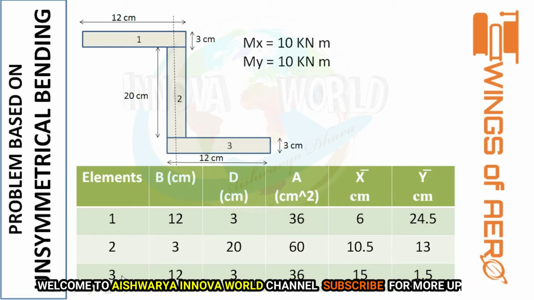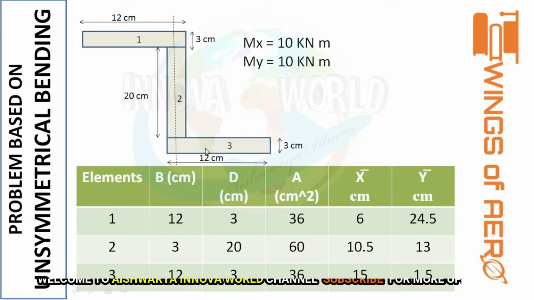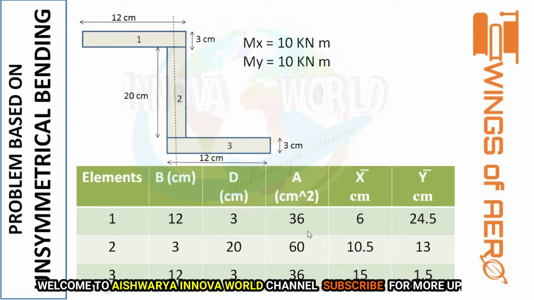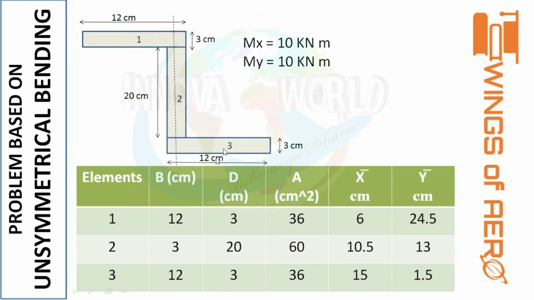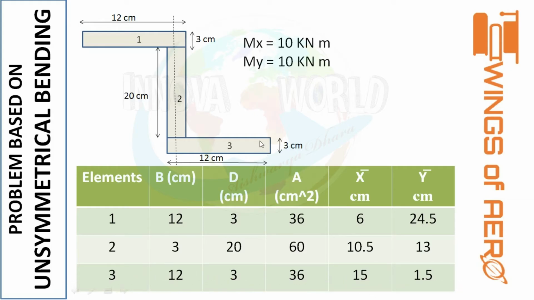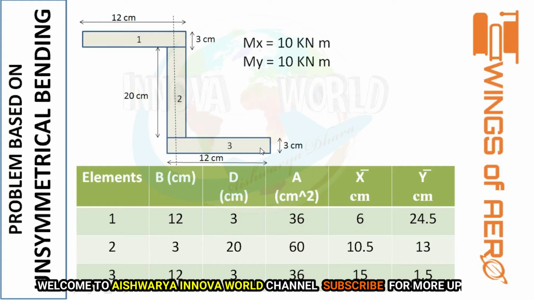And the third element is this one. So you have B as 12 and D as 3, and the area is 36 centimeter square. When you find this X bar, you have to find from this end point, the reference point, to this point. So half of this 12 centimeter is 6, and from here to this distance is 9. So 9 plus 6, you get 15. And Y is from here to here, half of it is 1.5.